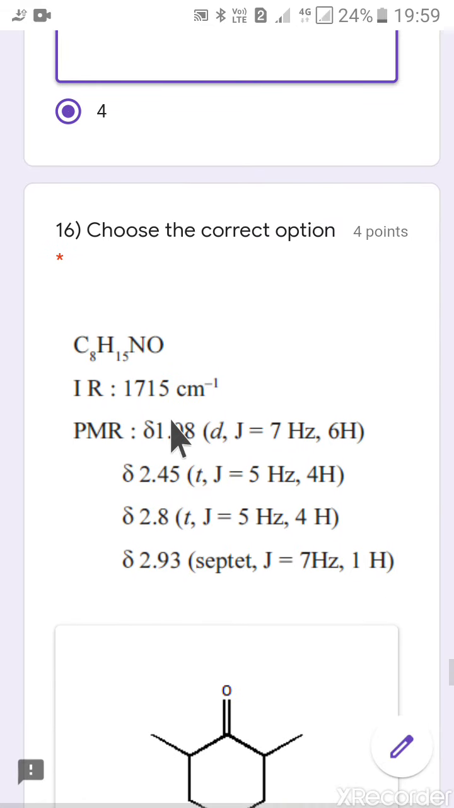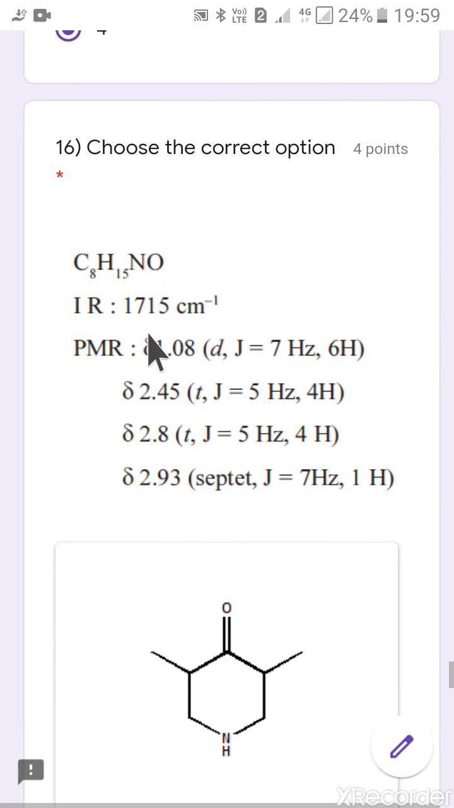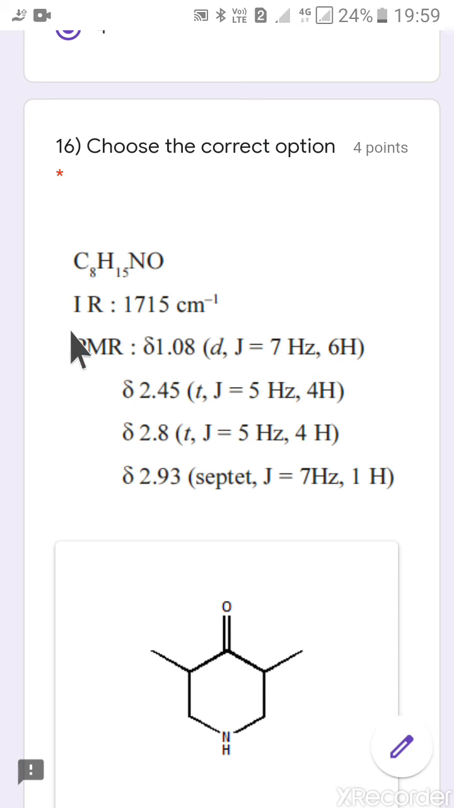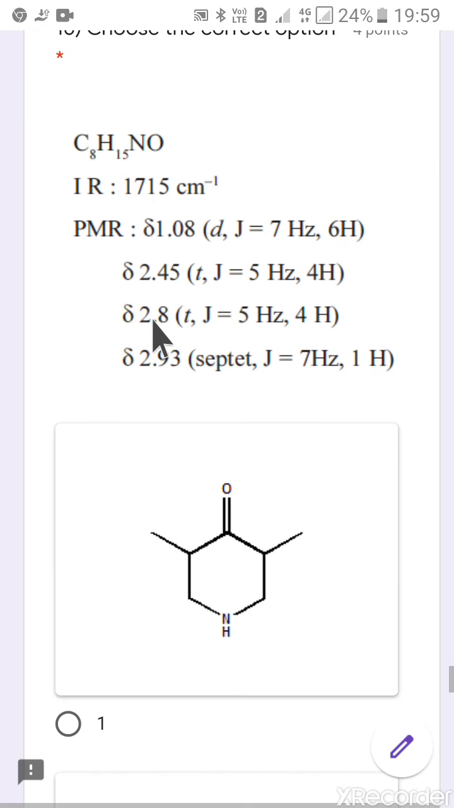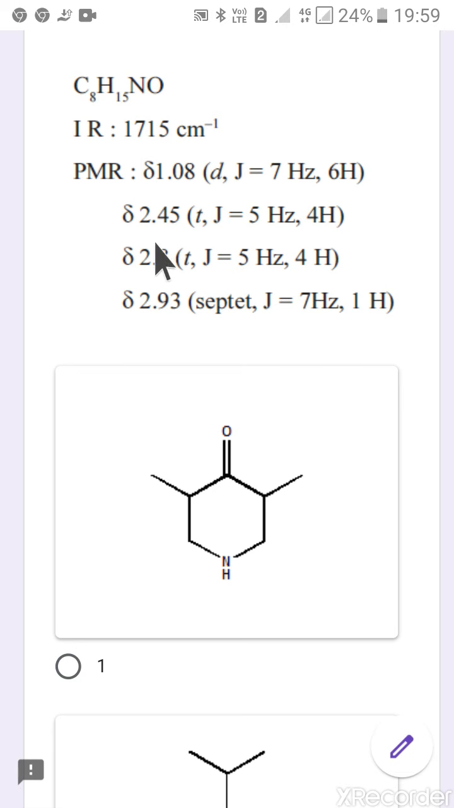Now the next problem: choose the correct option. C8H15NO, and the IR frequency is 1750. As everyone knows, 1750 is typical for keto, or we can say aldehyde or keto. So let's compare the IR data. Some of my students might say, why not acid? Because if we have acid, it will show a peak around 3300 or 3400 for OH. So the only possibility is aldehyde or ketone.